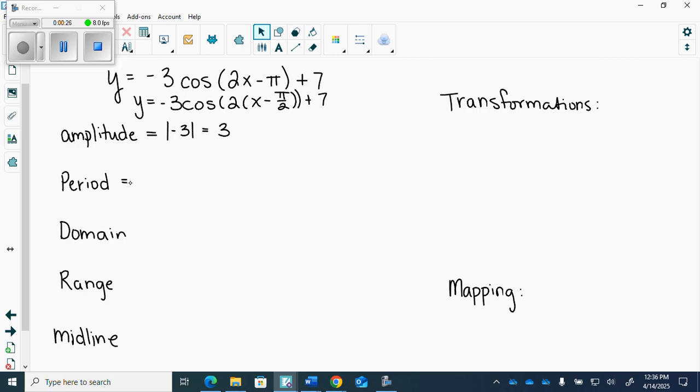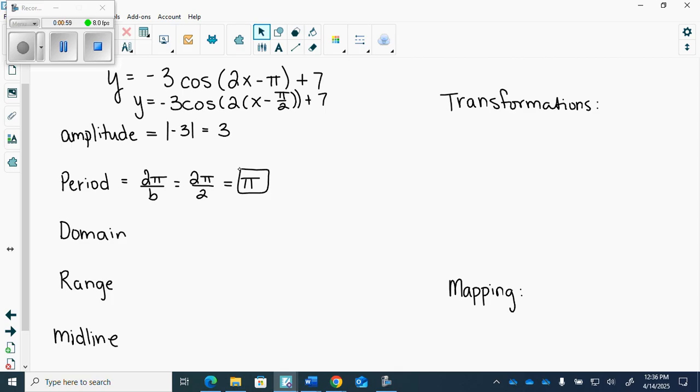The period is 2 pi divided by b. The reason why it's 2 pi is look at our c value. Our c value is in radians, correct? If our c value was in degrees, we do 360 divided by b. Okay? So it's 2 pi divided by 2, which is pi. And remember I told you that normally it's set up to be 2 pi, but we have a horizontal stretch by a factor of a half, correct? So half of 2 pi is pi. You can verify it that way as well.